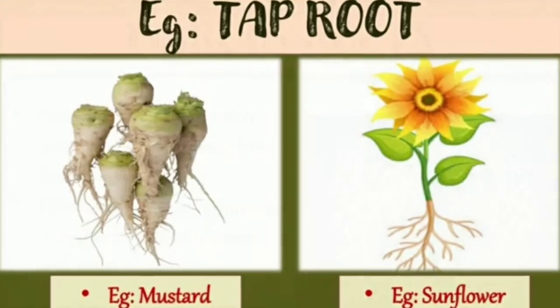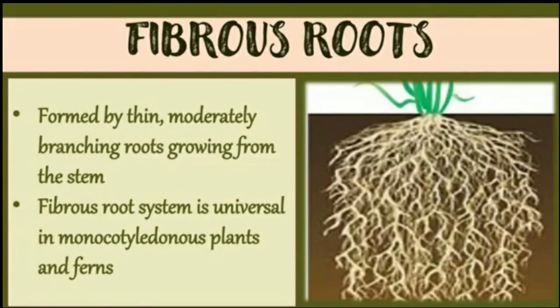The next type is fibrous root. They are formed by thin, moderately branching roots growing from the stem. These are the thread-like or fiber-like roots which arise from the stem, and they are called fibrous root. Fibrous root system is universal in monocotyledonous plants and ferns. So we can see fibrous root in monocotyledonous plants.